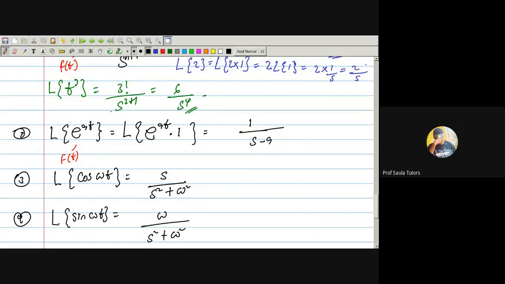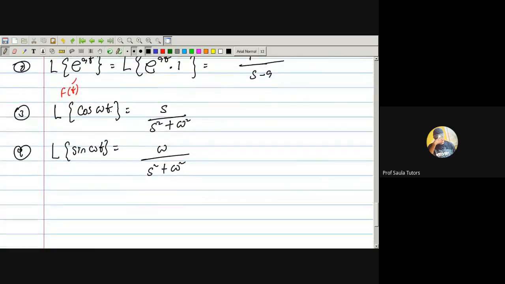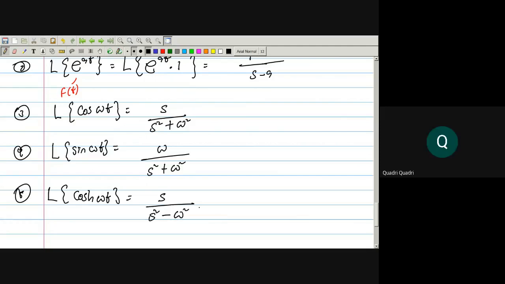Nice. Next one is, how do we find the Laplace transform of the hyperbolic function, that is cosh omega t? What will be our answer? Do you know? It's very simple. Just follow the same rule. It will be s over s squared minus omega squared. What's different? The sign, the plus and the minus. Exactly.